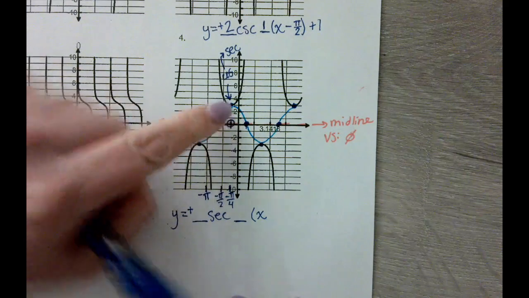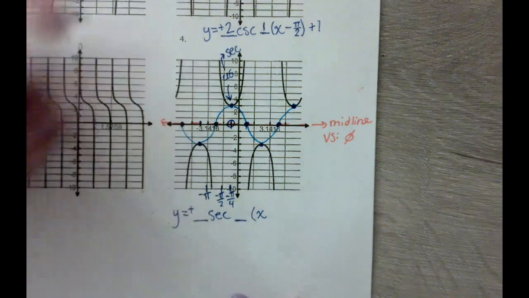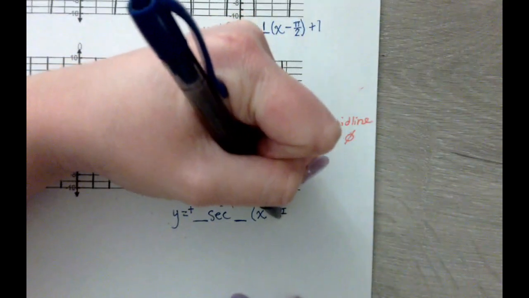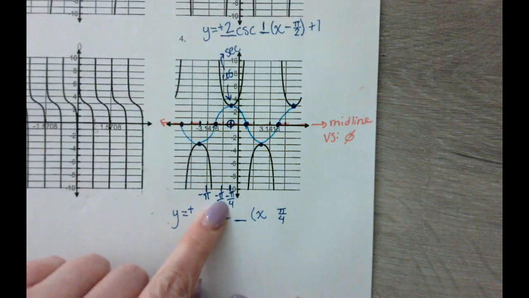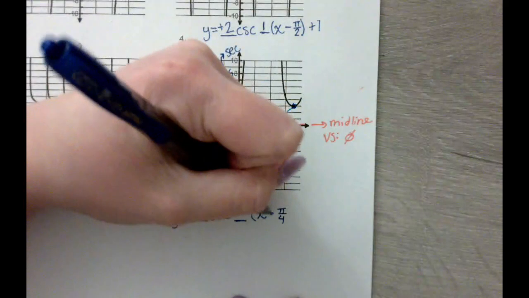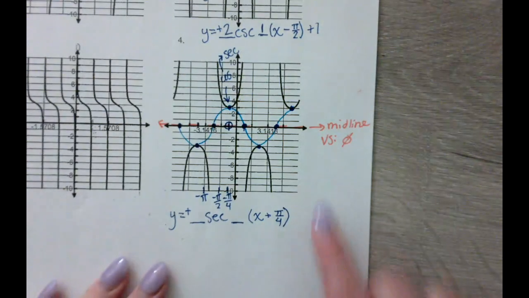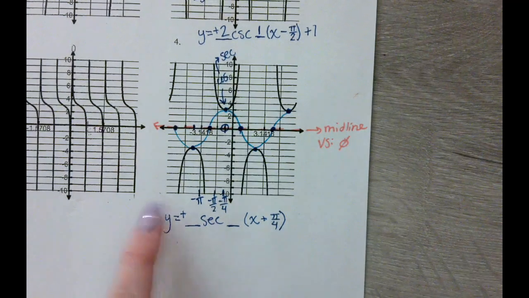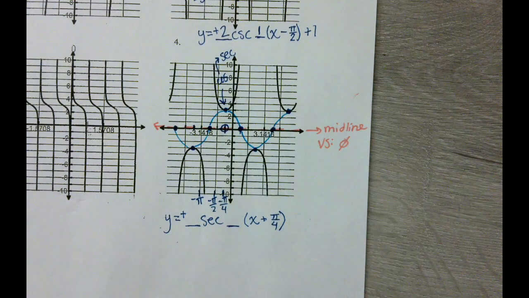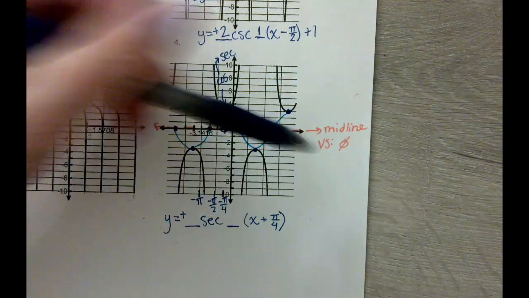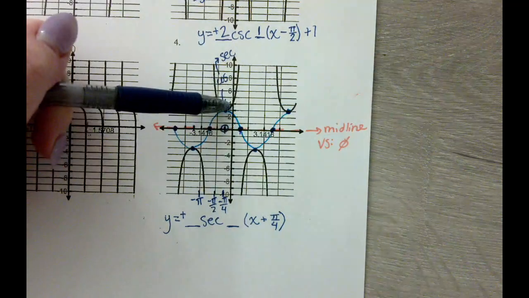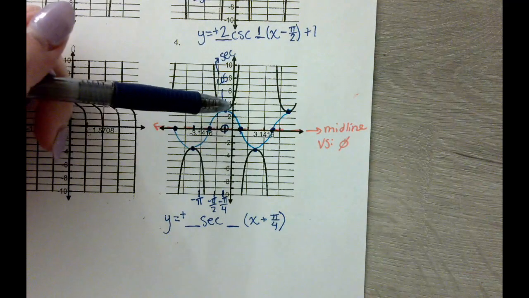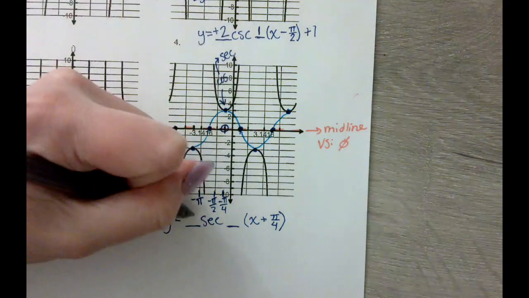So we went left pi over 4. So put in pi over 4. It's negative on the graph, so it's going to be positive when I put it in there. Change the sign. No vertical shift, so I'm not going to add a number to the end here. So now I just need to go back and find A and B. A is just your amplitude. So go to your midline and count up to your maximum. 1, 2, 3. A is 3.